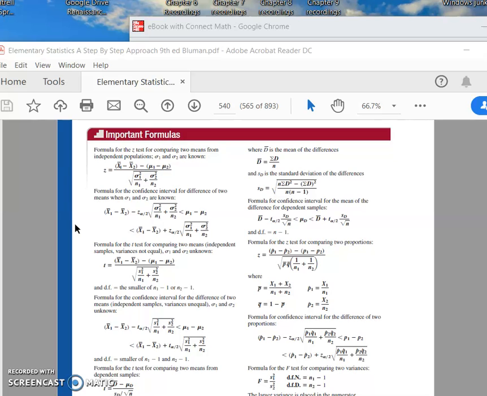And we're doing this, if we know the sigmas, we use the Z formula. If we don't know the sigma, then we're going to use the T formulas, okay? So that's kind of the overview.